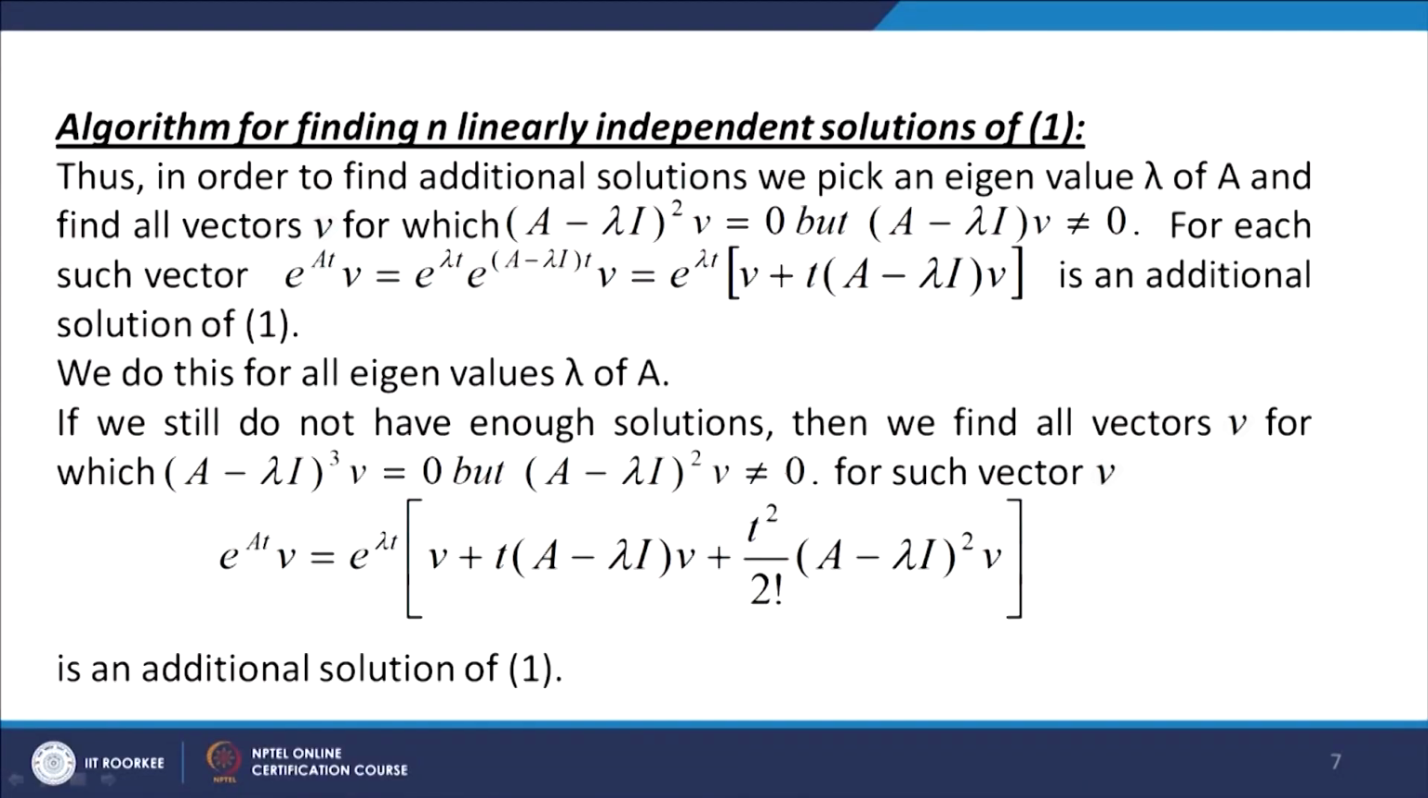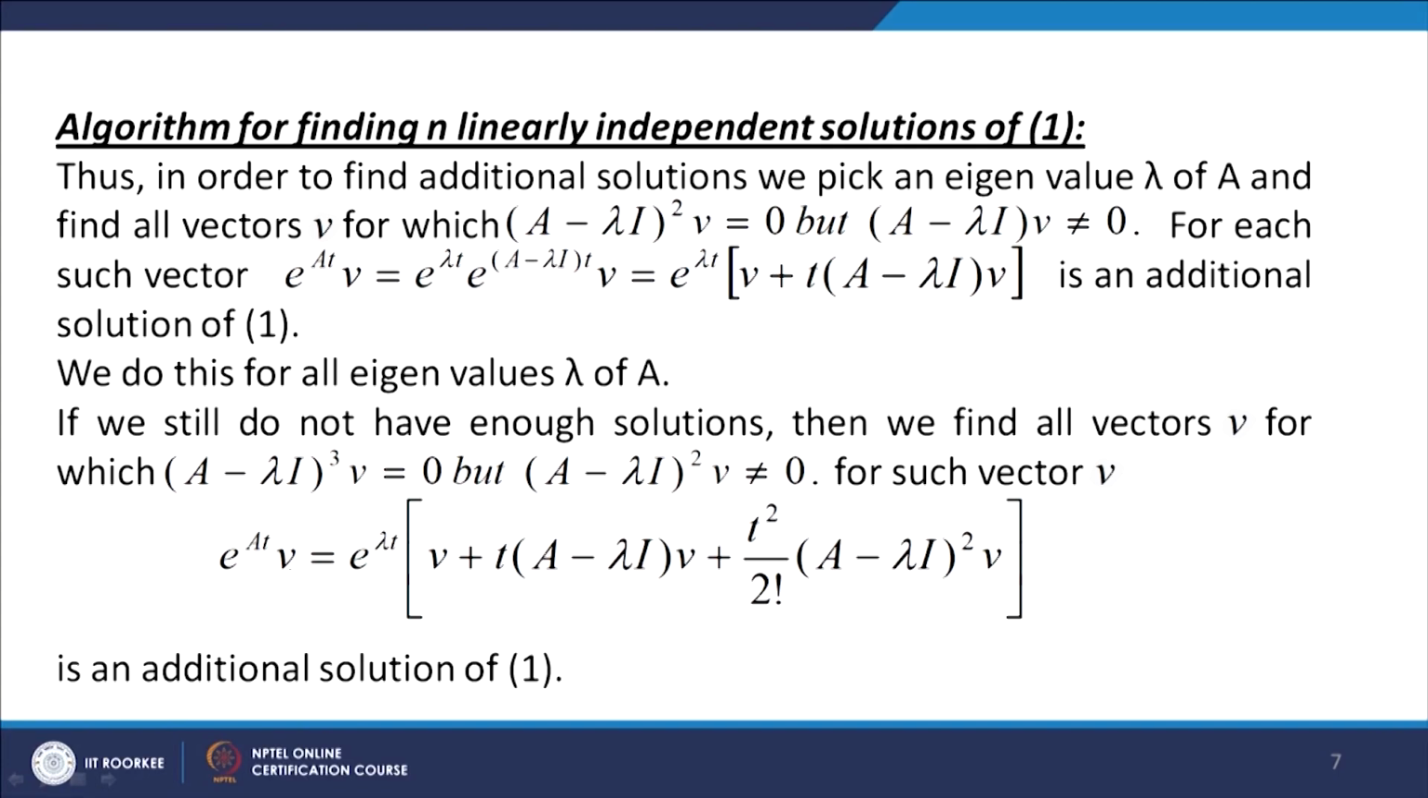Now, we do this for all eigenvalues lambda of A. If we still do not have enough solutions, that is, we do not get all n solutions, then we find all vectors b for which (A minus lambda I) raised to the power 3 b equal to 0, but (A minus lambda I) whole square b is not equal to 0. For such a vector b, e to the power A t into b will then give you e to the power lambda t into e to the power (A minus lambda I) t into b, which will reduce to this. Okay. So, this e to the power (A minus lambda I) t into b will give you this expression inside the bracket, all other terms will vanish.